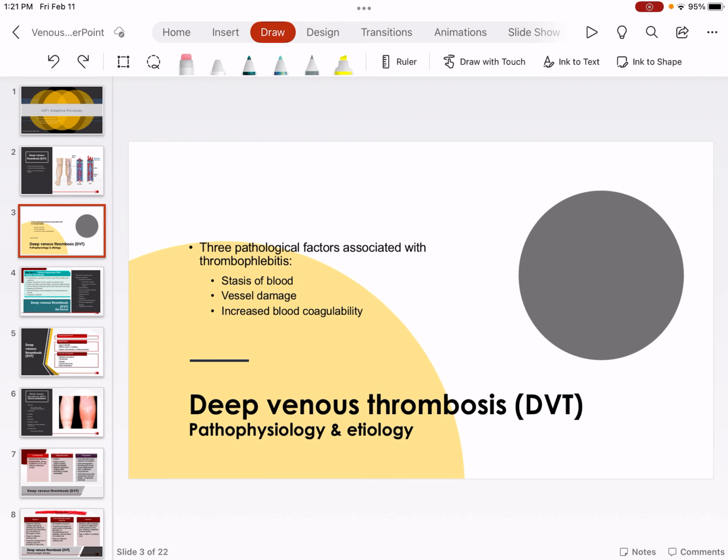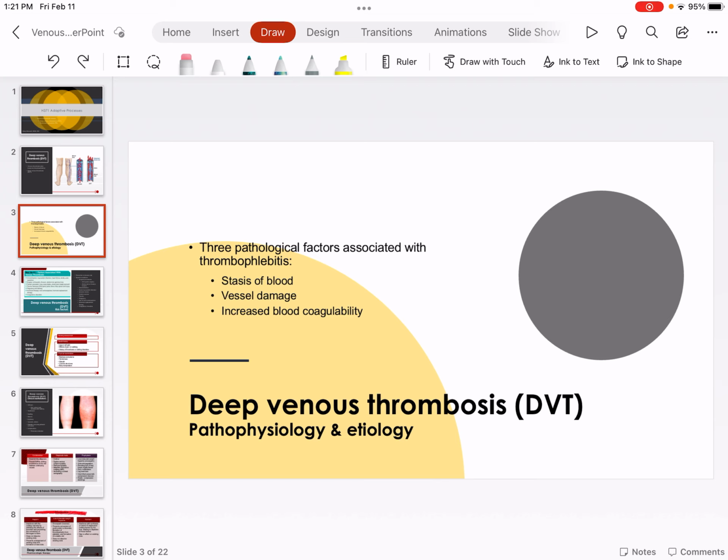Okay, so 3 pathologic factors are associated with thrombophlebitis. The first one is stasis of blood. That's essentially where the blood is not flowing well through the area. So if we're talking about the legs, there would be kind of pooling of blood in the legs where it's not adequately circulating through there and back to the heart.